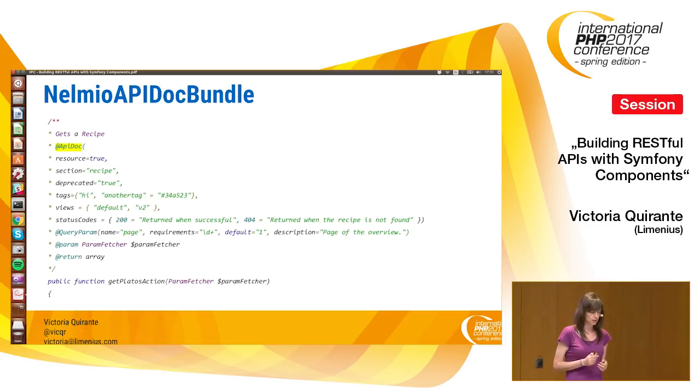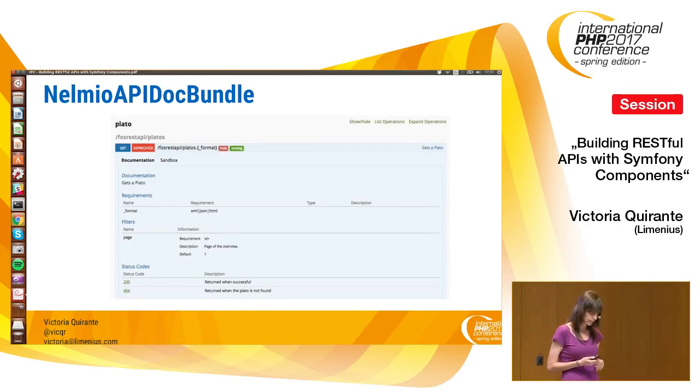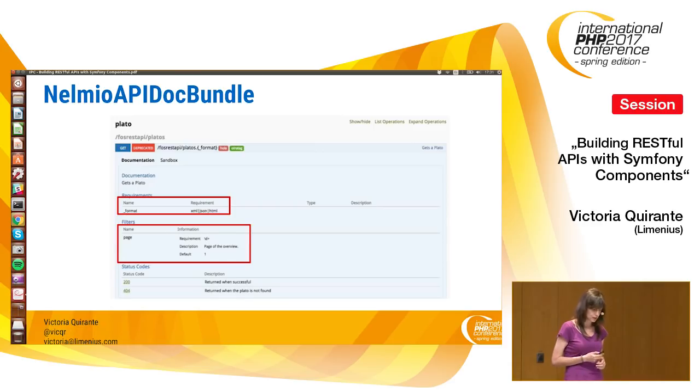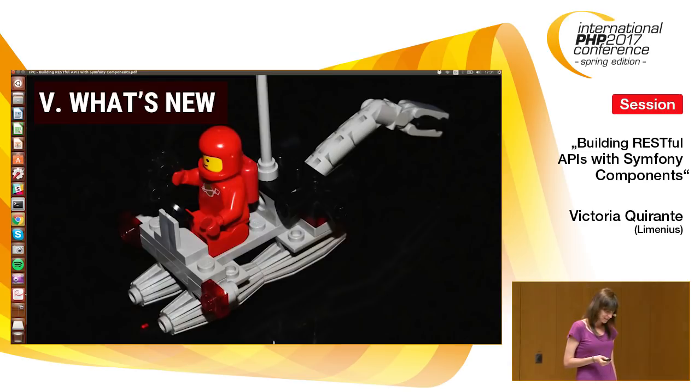The annotations look like this. There you write all the documentation that you need, and then it generates something like this. Okay, this is the documentation. This is got by introspection from the code. Okay, and that's it.